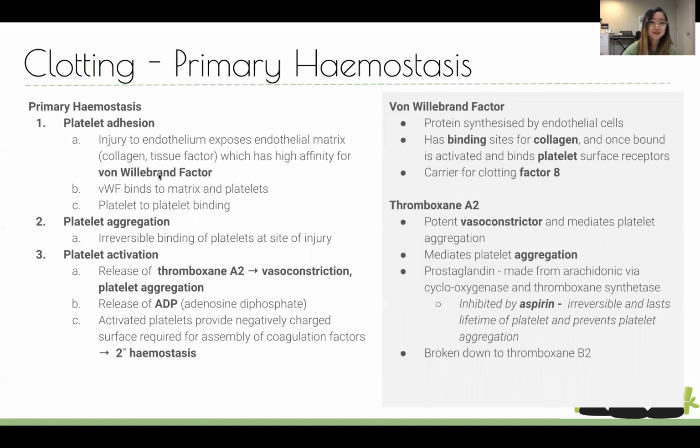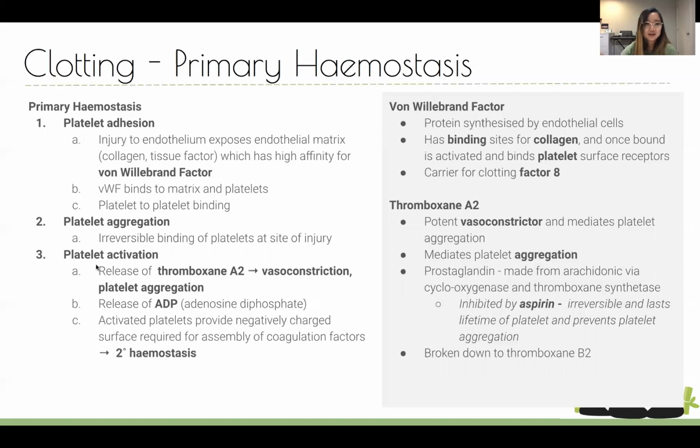So your von Willebrand factor will stick to your endothelium or the matrix underneath the endothelium, and it will also bind to platelets. So it kind of serves as a glue between your platelet and your blood vessel wall, and hence that causes platelet adhesion. Platelet aggregation is when the platelets bind irreversibly, and more and more platelets eventually join. Then you get platelet activation, and that releases thromboxane A2, which causes vasoconstriction and more platelet aggregation, and it also releases ADP, or adenosine diphosphate.